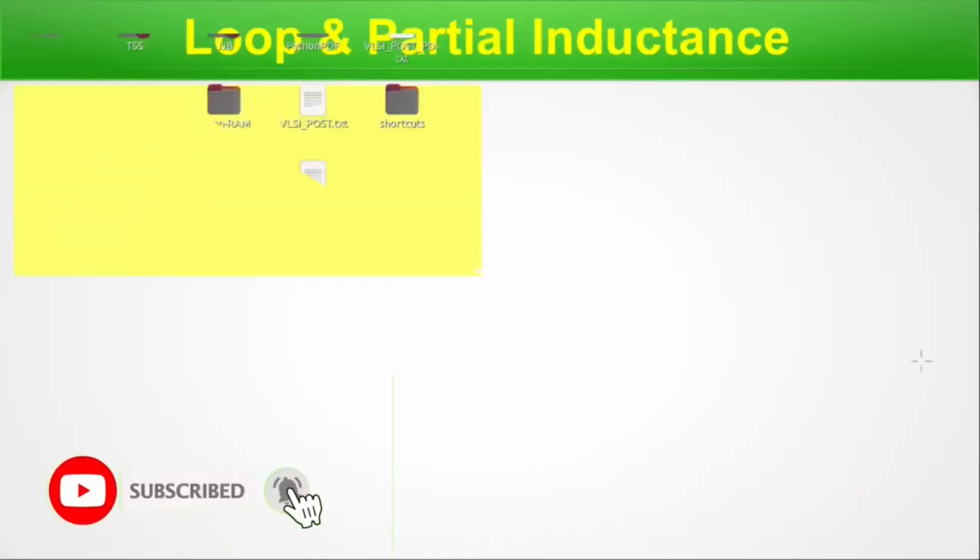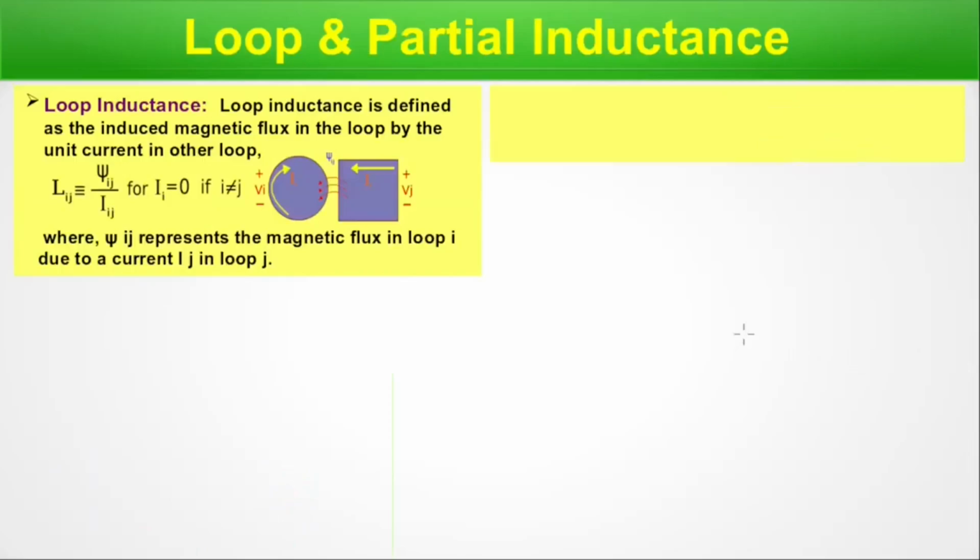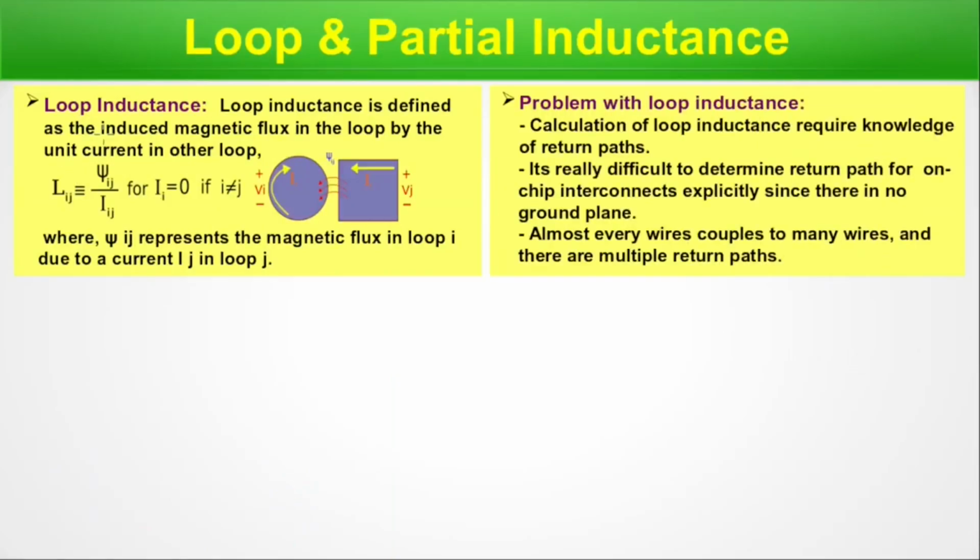Loop and partial inductance. Loop inductance is defined as the magnetic flux induced in a loop by unit current in another loop. This is the J loop. Current Ij is flowing. So this flow of current in this J loop is inducing a magnetic flux in this I loop where I current is flowing. So L is the induced loop inductance from one loop to another.